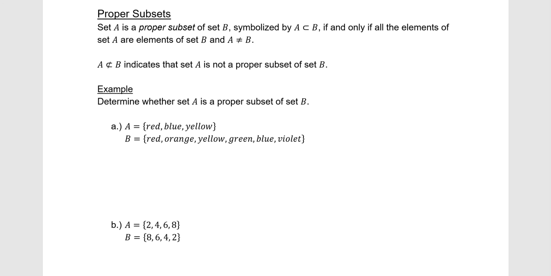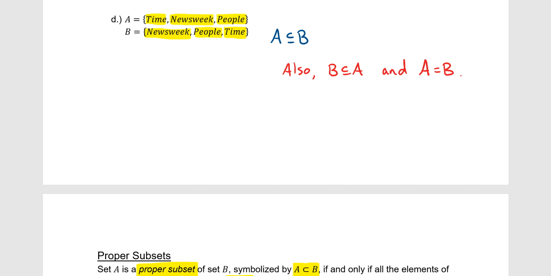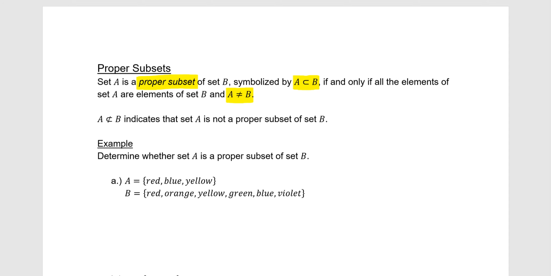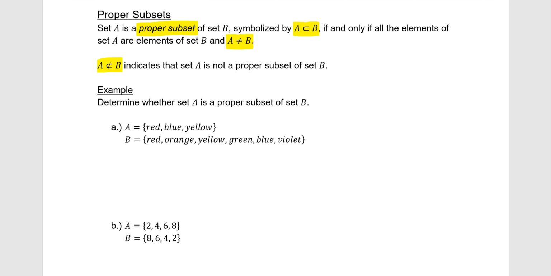So now for proper subsets, we say that set A is a proper subset of set B, which we're going to symbolize with nearly the same symbol that we use for subset, except notice there's not that line at the bottom, which can be thought of as an or equal to sign. So A is a proper subset of B if and only if all of the elements of A are also elements of B, and this is the important part, A does not equal B. So a proper subset is almost the definition of a subset, except the sets cannot be equal this time. So for example, in the last example we did with these magazines, this was a subset, we said, but this would not be a proper subset because these sets are equal. Okay, and then similarly to before, if we use this notation with the line through it, that means that set A is not a proper subset of set B.